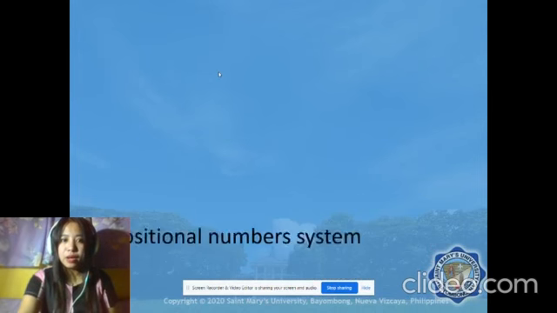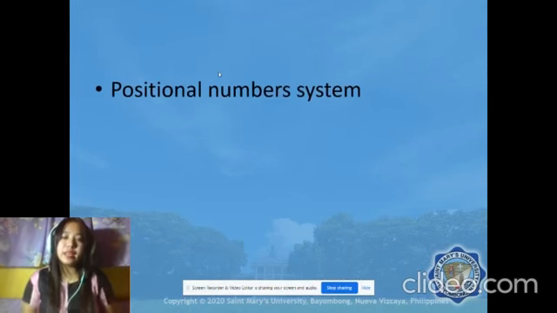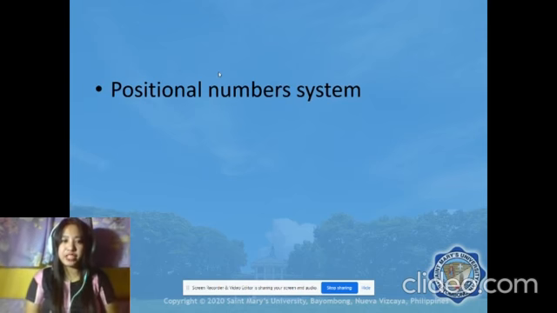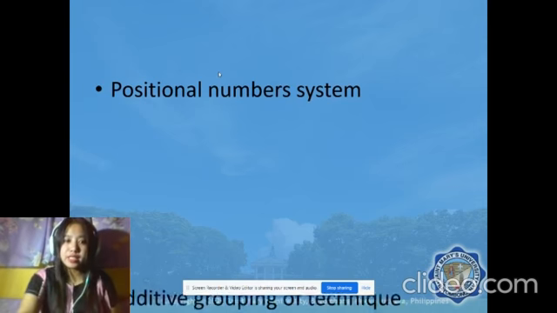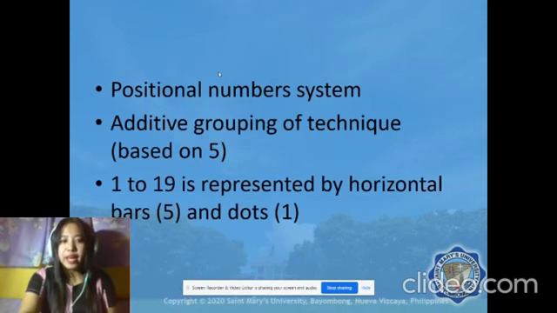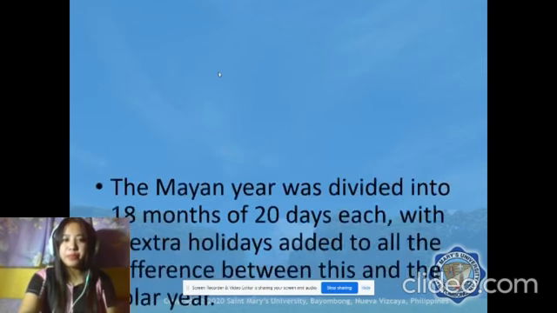One of the interesting contributions of the Mayan civilization is the Mayan number system, which is actually a positional number system. It is an additive grouping technique. It is based on 5, and numbers 1 to 19 are represented by horizontal bars and dots. So they use horizontal bars and dots.